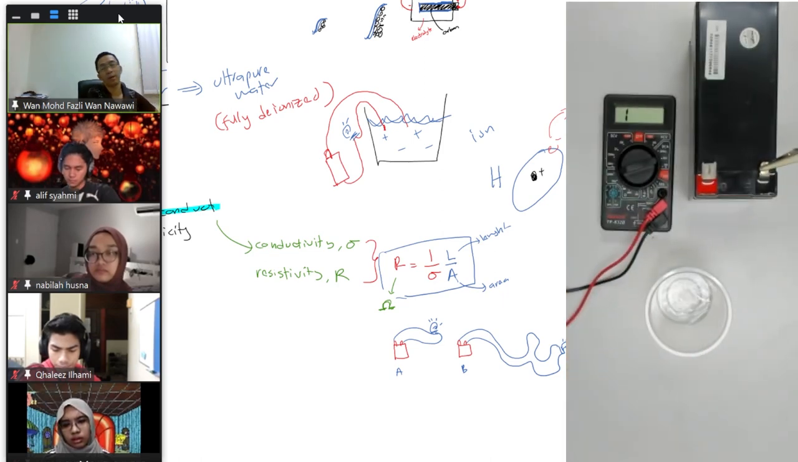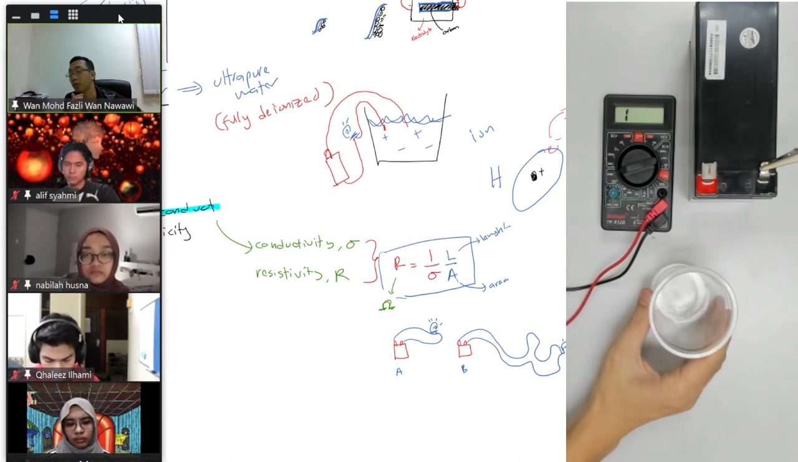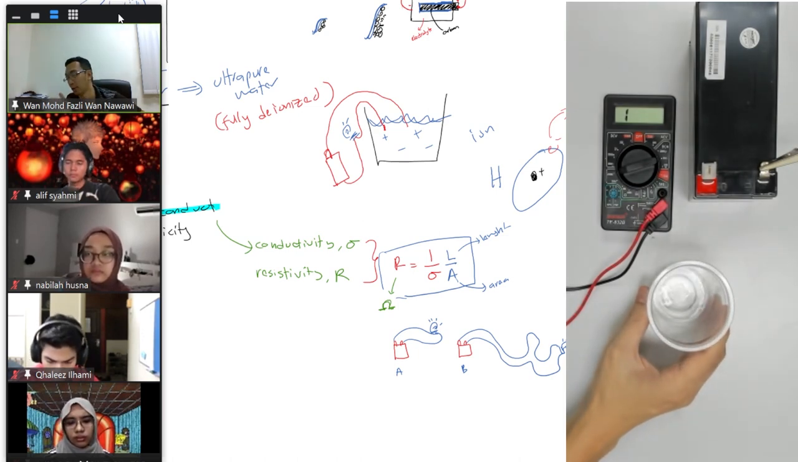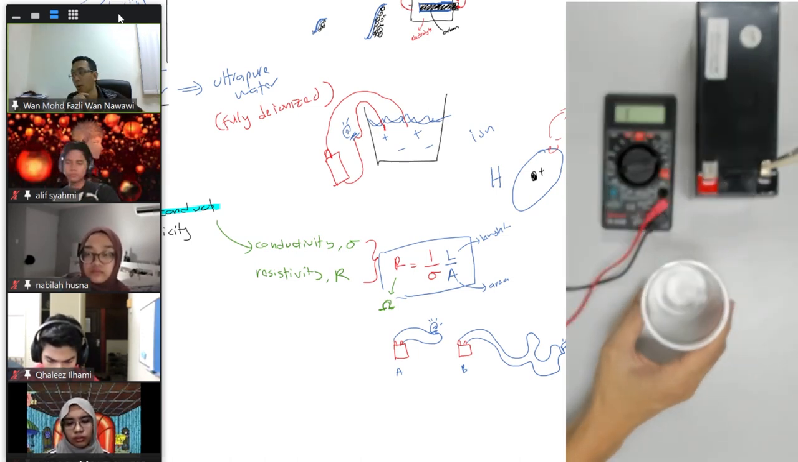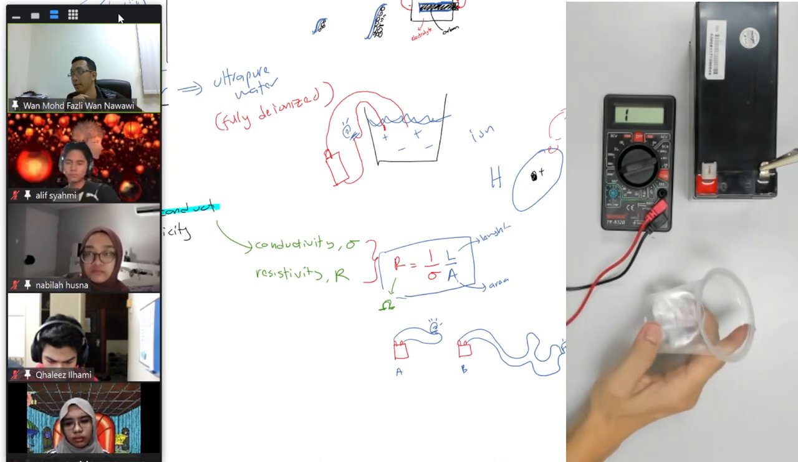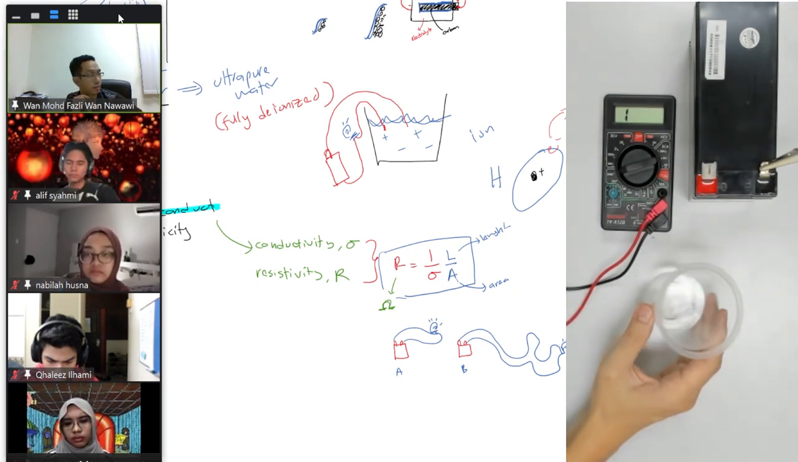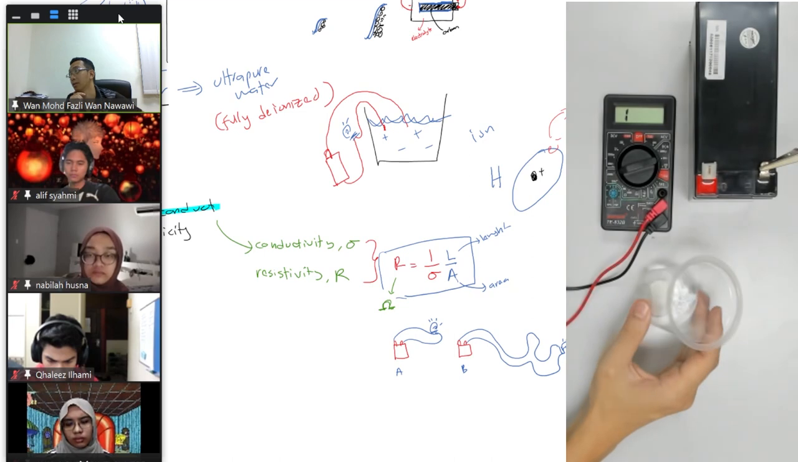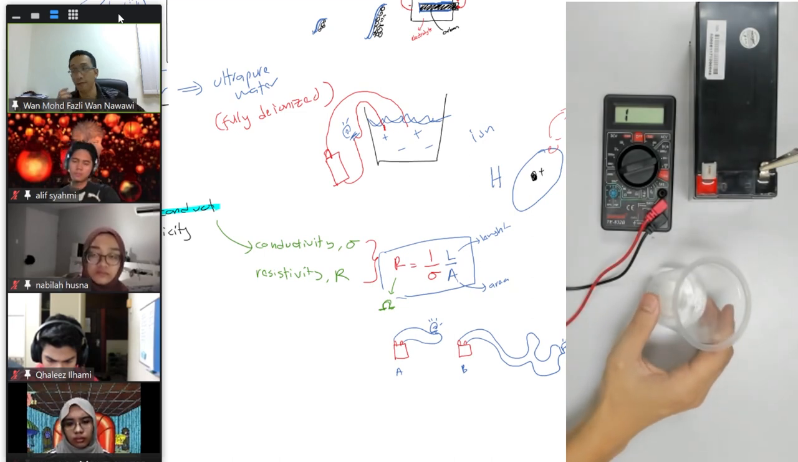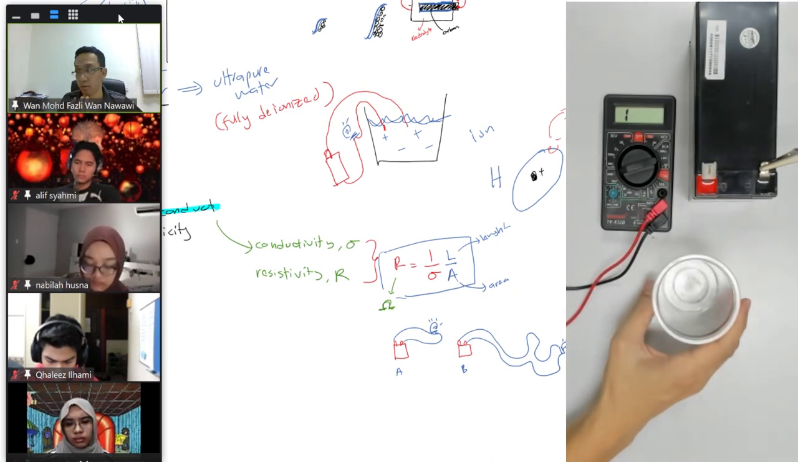So in order to make it more, meaning that this is not pure water. This is just water I took from somewhere. So this is not pure water. You can increase the conductivity here by adding the salt, the normal salt.